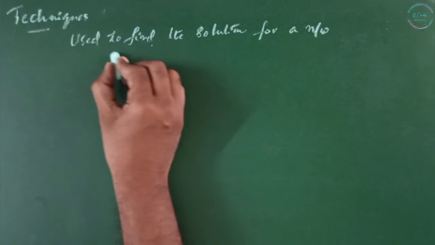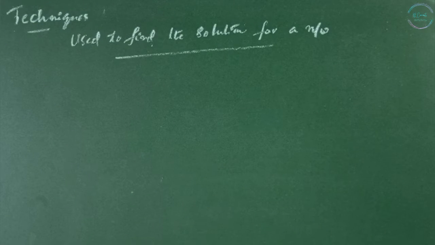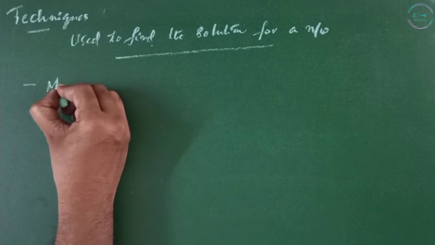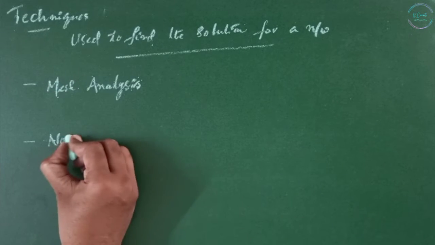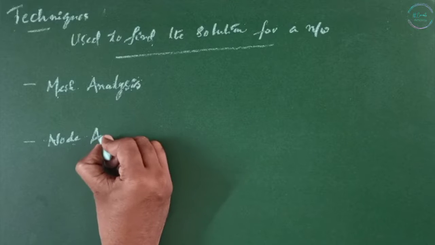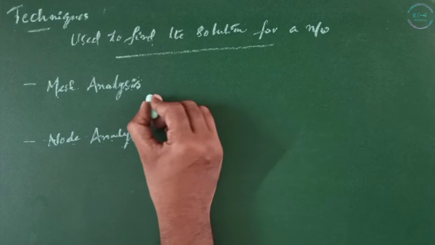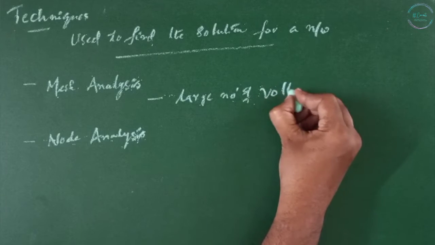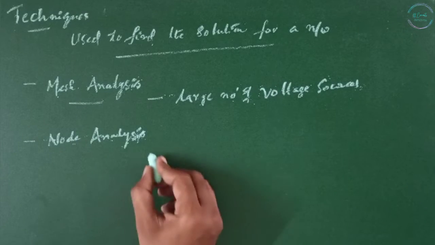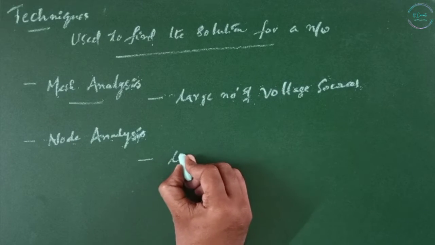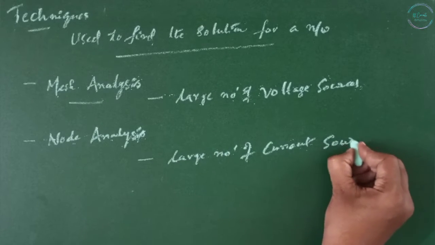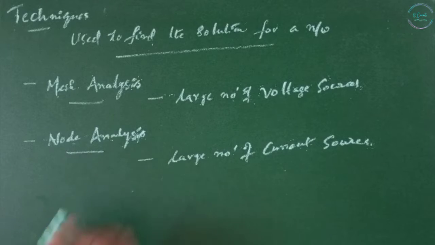Techniques used to find the solution of a network. There are basically two techniques we use: mesh analysis and node analysis. If a network consists of a large number of voltage sources, we use mesh analysis, whereas if a network consists of a large number of current sources, we use node analysis.